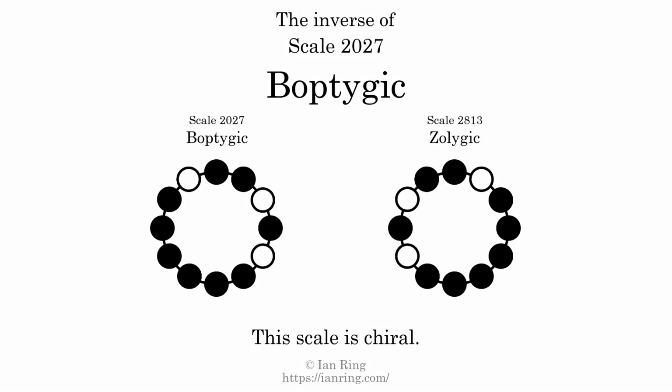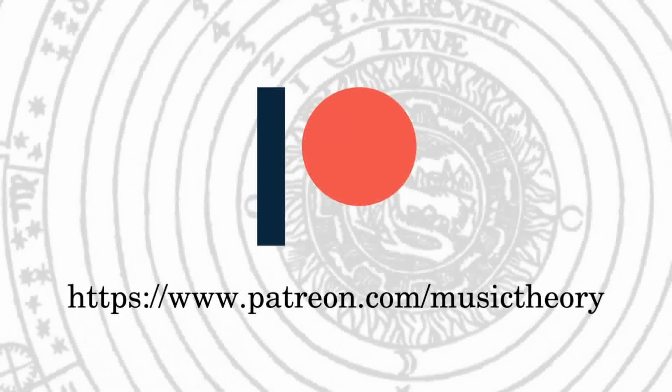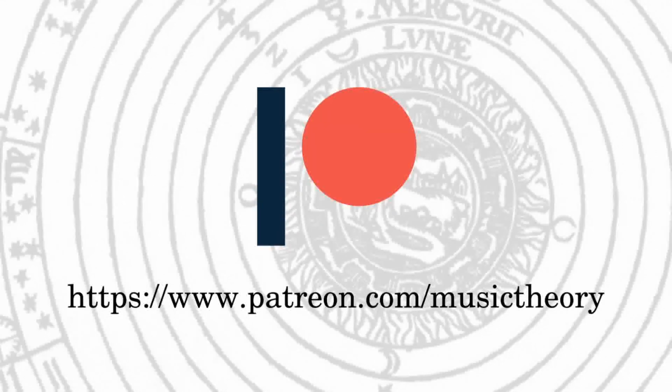The inverse of a scale is a mirror image. It is what you get when the sequence of intervals is reversed. The inverse of this scale is scale 2813, also known as Boptygic. This scale is chiral. It cannot transform into its inverse by rotational transformation. This scale has no rotational symmetry. For even more detail about this scale, visit ianring.com/musictheory/scales/2027.